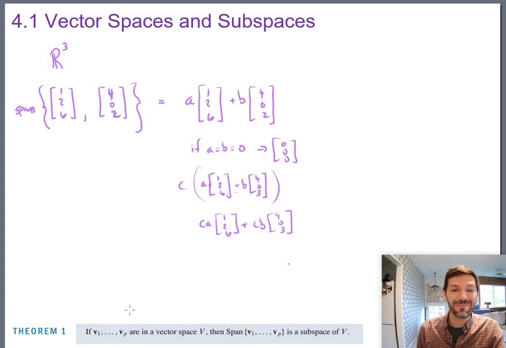Okay, and this was just sort of a check to see if what they were saying was really true. From here on out, we'll just say, I know it's true. If I have elements from a known vector space, the span of those elements is also going to be a vector space, also going to be a subspace of V.